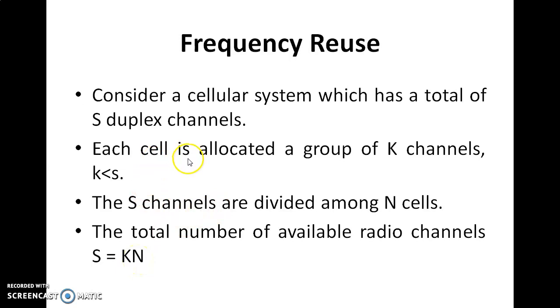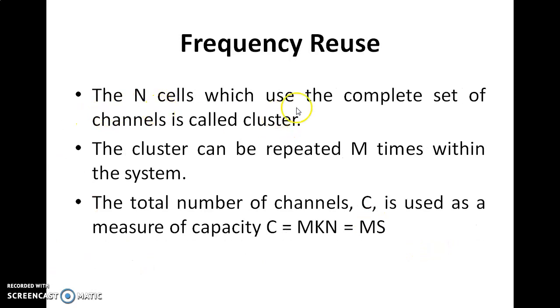For one cell you have K channels, so for N cells you have K into N. That is the number of available radio channels, which is S. The N cells which use the complete set of channels are called a cluster. Now the cluster can be repeated M times within the system. So finally we have M into N.